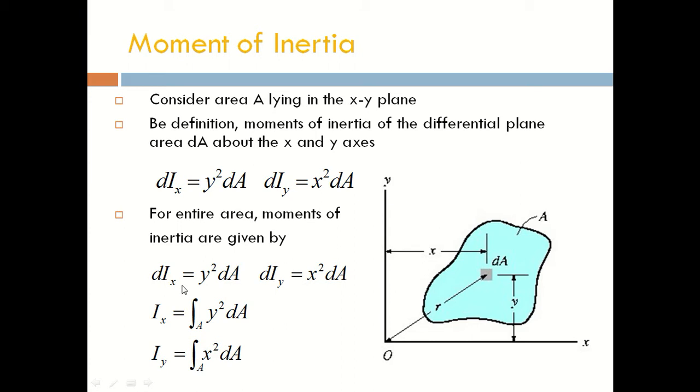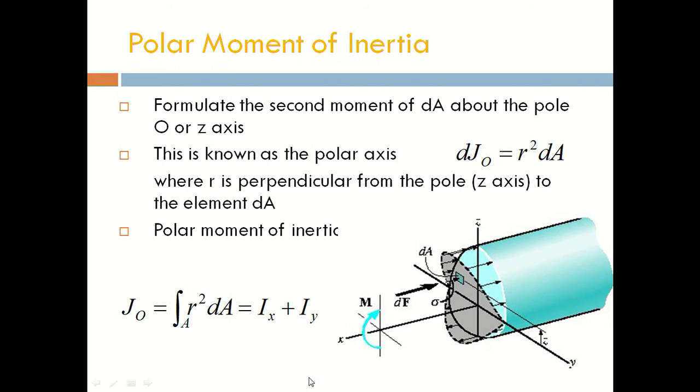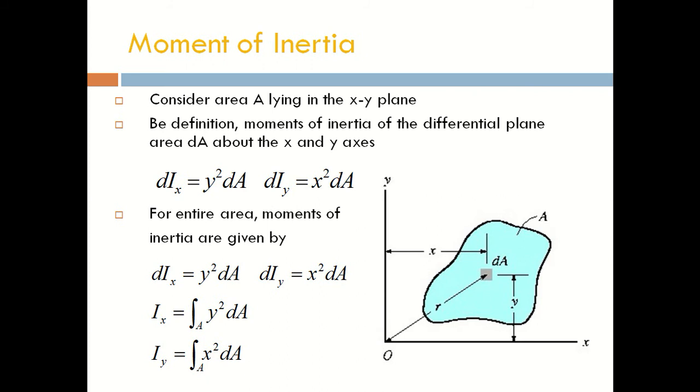To find the total moment of inertia of this area about the x-axis, we integrate over the total area: Ix equals the integral of y square dA. Similarly, the moment of inertia of this area about the y-axis is Iy equals the integral of x square dA. So the moment of inertia is the total area multiplied by the square of the distance from that particular axis.